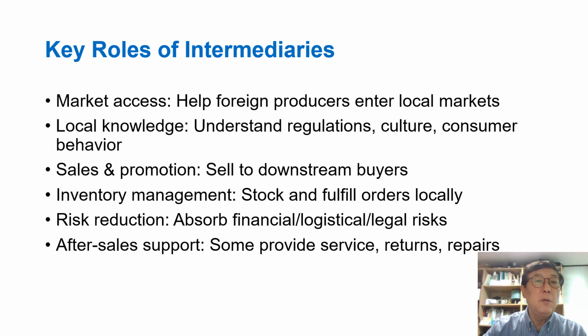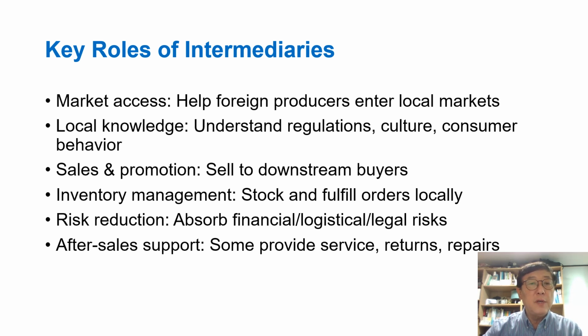Intermediaries' key roles fall into about 6 categories. The first one is market access, helping foreign food producers enter local markets. Foreign producers don't know much about the local market, so the intermediary can help them access it. Secondly is local knowledge: understanding regulations, culture, and consumer behavior. The intermediary knows more than anyone else about these.